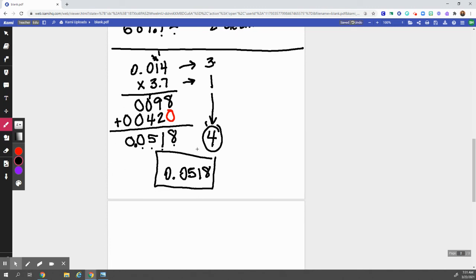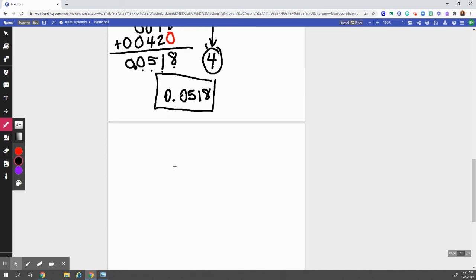Okay, I'm going to give you one to try on your own, and that will be it for today. Make sure that you have this copied in your math notebook and submit for today's assignment. So we have 67 thousandths times 1 and 42 hundredths. So go ahead and complete this one on your own.